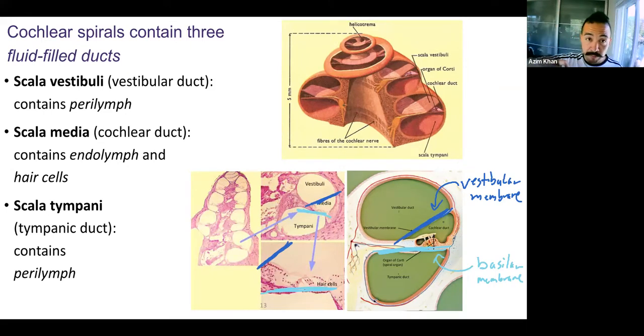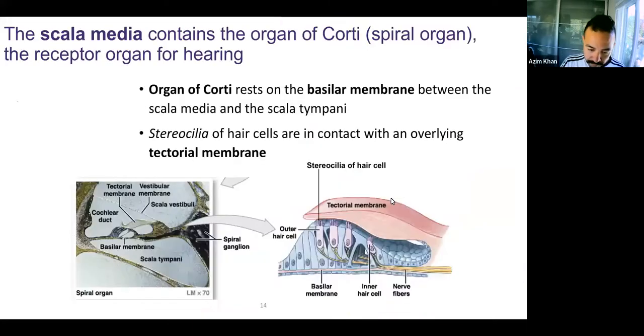On the basilar membrane is where you find the organ of Corti. So once again, here is our basilar membrane. Here's the vestibular membrane. Sitting on the basilar membrane is where you find the organ of Corti, about these cells and these structures here.